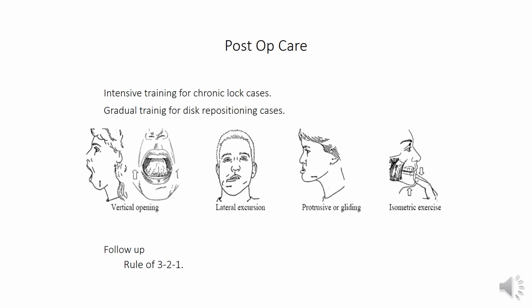Postoperatively, there should be intensive training for chronic lock cases, and gradual training for disc repositioning cases. There should be vertical mouth opening, lateral excursion, protrusive or gliding movement, and isometric exercises to follow. Then you need to follow the rule of 3, 2, and 1.